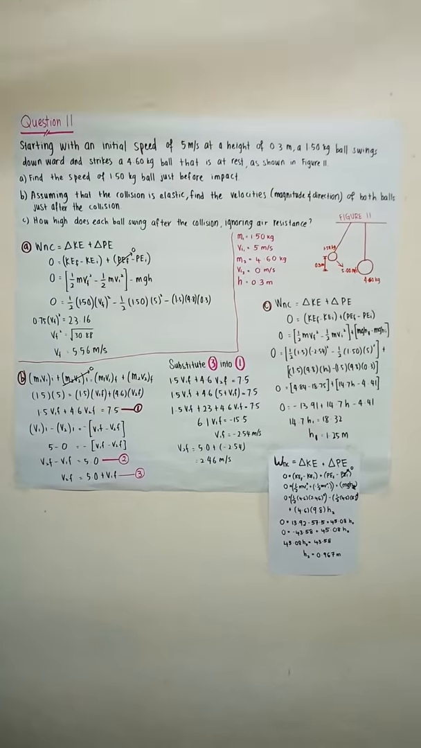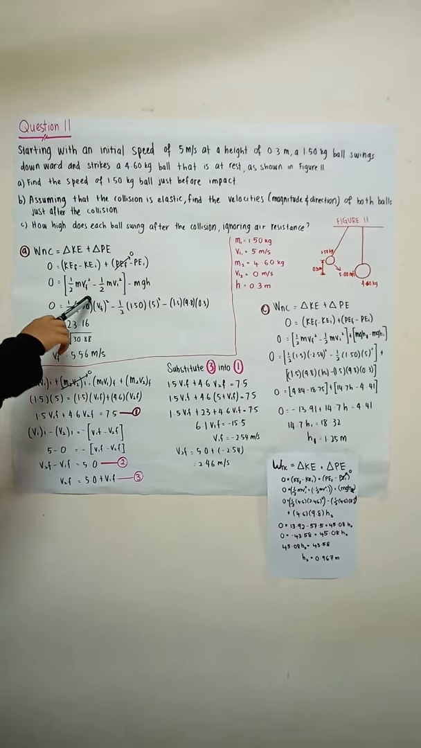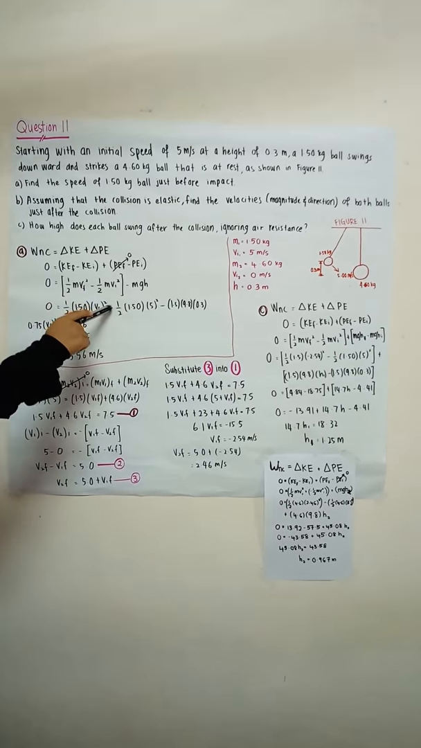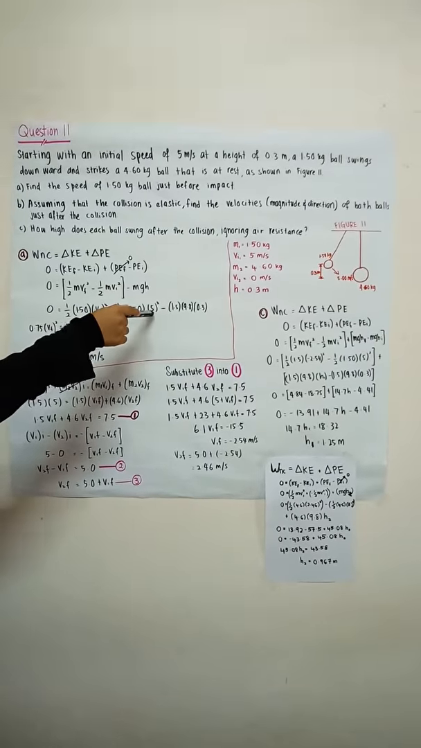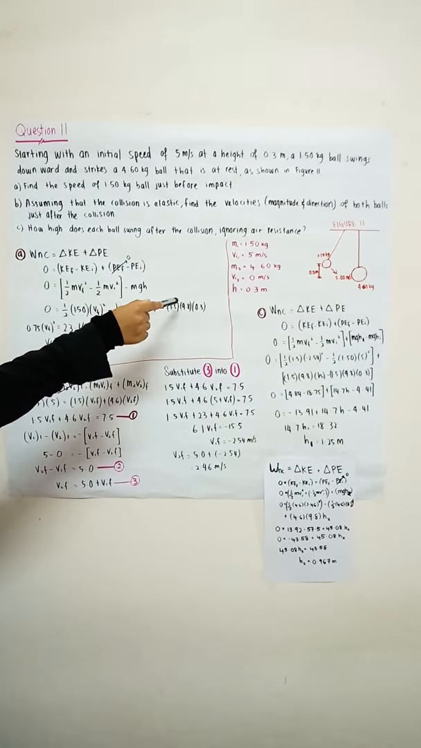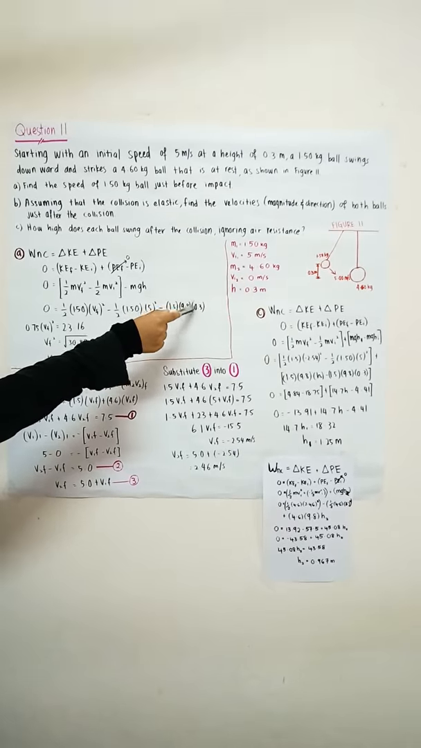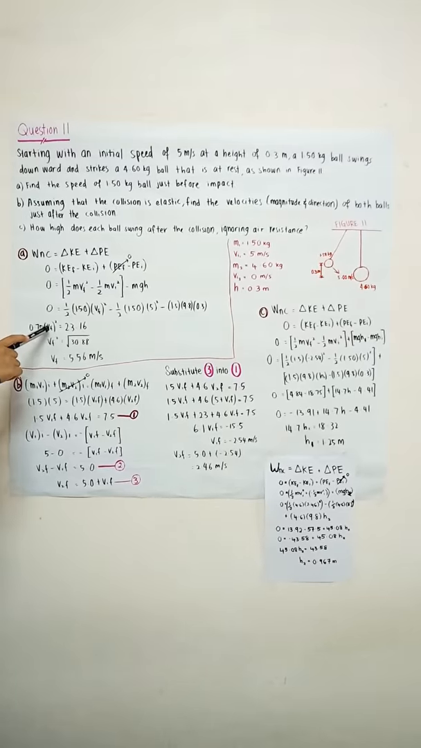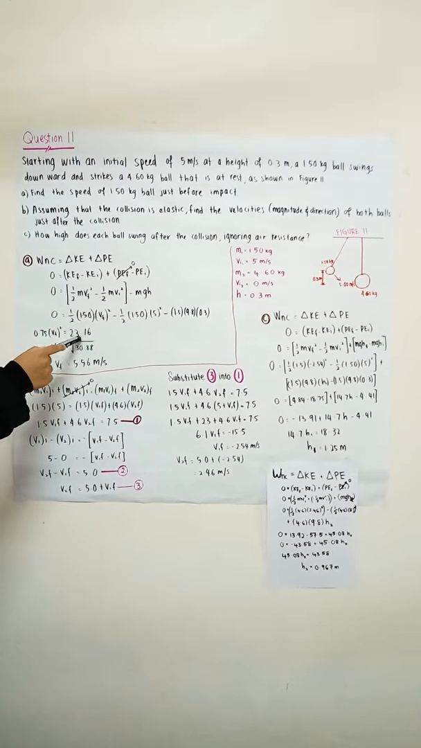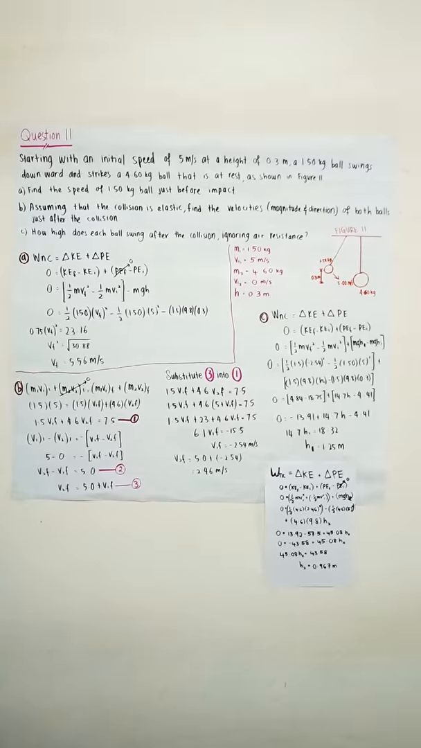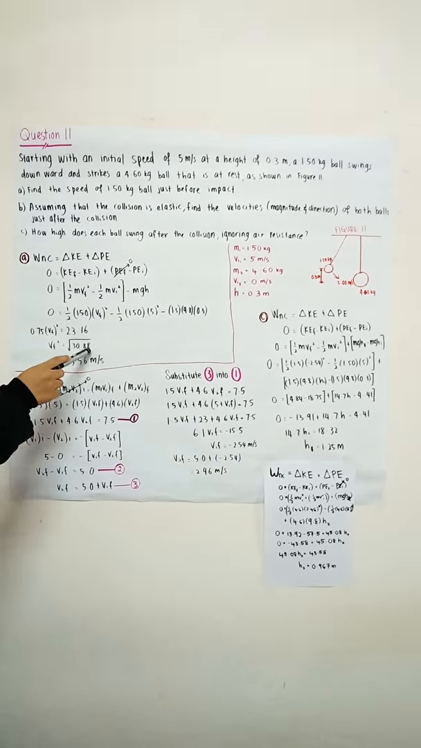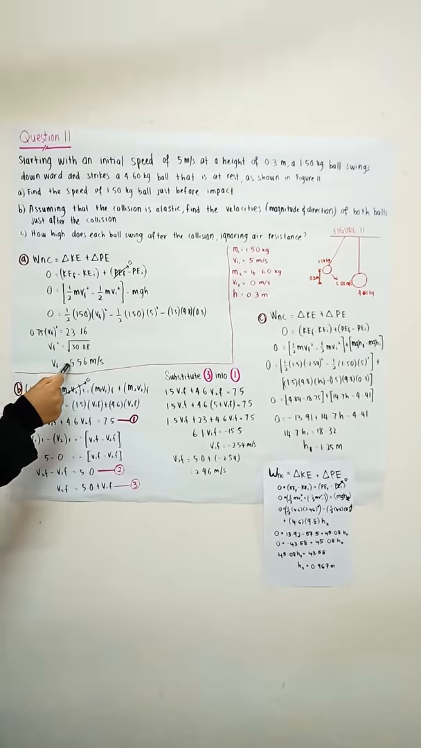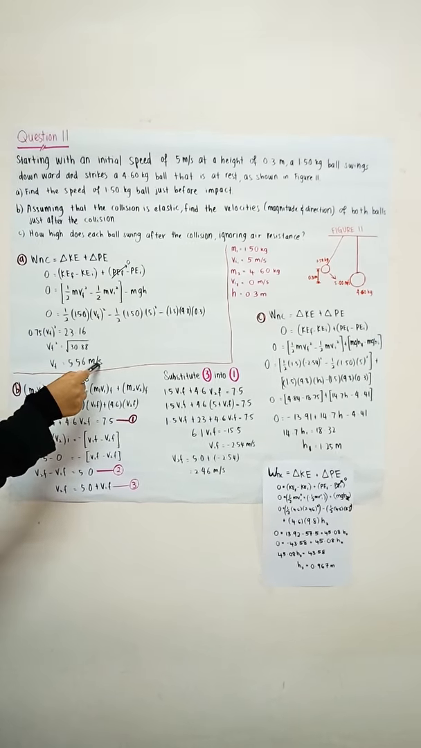So just substitute all the information into this formula, which is half times 1.5 times v final squared minus half times 1.5 times 5 squared minus 1.5 times 9.8 times 0.3. So we will get 0.75 v final squared equal to 23.16. So v final squared is 30.88. So we will get the velocity final equal to 5.56 meters per second.